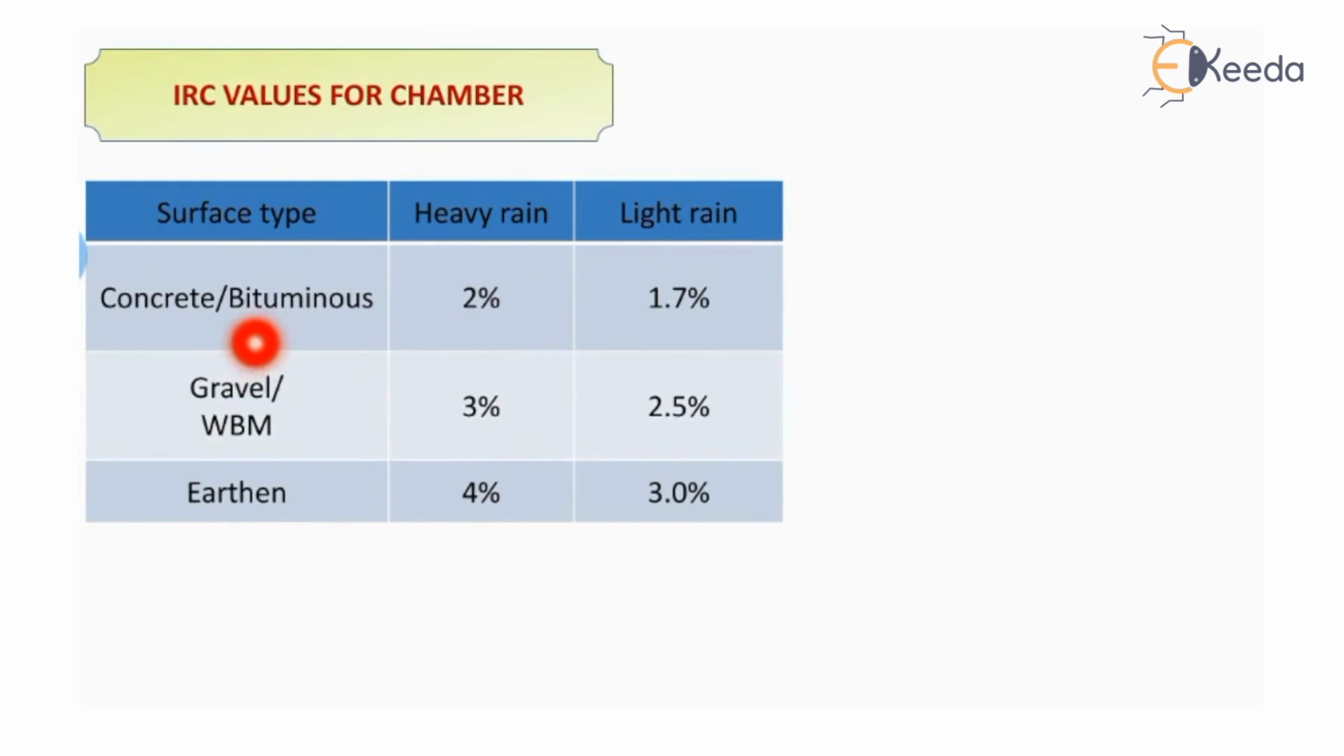As I have said earlier, for heavy rain it is 2% for concrete and bitumen, and light rain is 1.7%. 1.7% is not an adequate camber slope in highway design. We give a minimum 2% slope for a CC pavement and 2.5% for a bituminous pavement. These values are adopted widely in India.